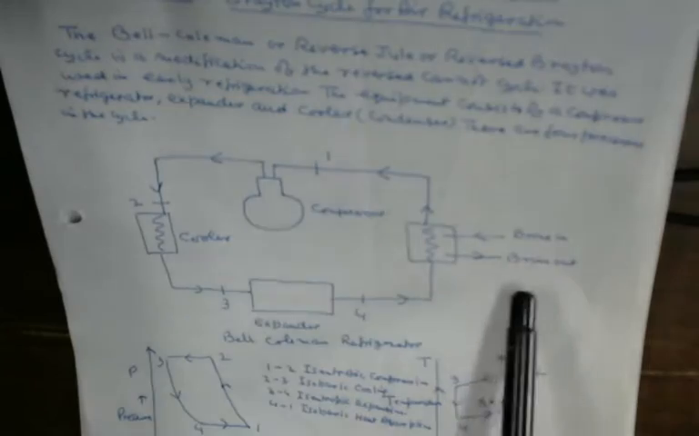Then from the expansion turbine the air goes to the brine tank. Again we are using a brine tank here. The evaporator coil is there and brine solution is there. It is kept inside the tank. The coil passes through that brine solution. Brine, that is your solution of water and salt, is going in and going out.